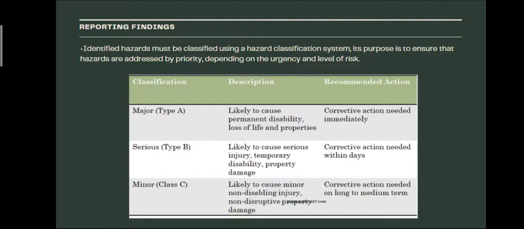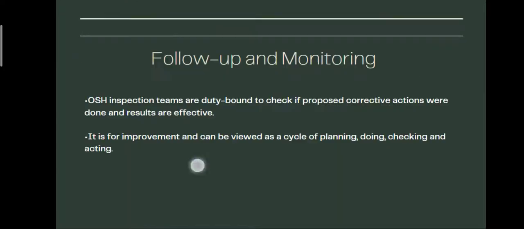For the classification minor hazard, which is class C, it is the hazard likely to cause minor or non-disabling injury, non-disruptive property damage. Recommended action, corrective action needed in the long to medium term. For the follow-up and monitoring, OSH inspection teams are duty bound to check if proposed corrective actions were done and results are effective. It is for improvement and can be viewed as the cycle of planning, doing, checking, and acting.